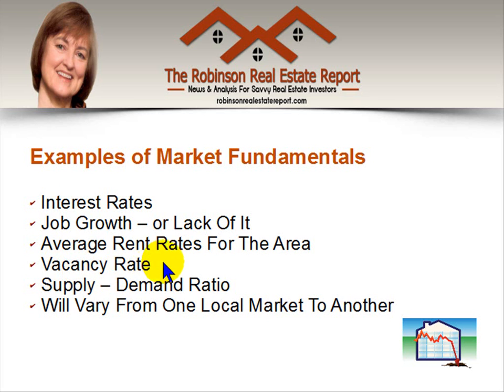The vacancy rates in a given area are very important, because if you're trying to sell a property or rent a property, you don't want to be stuck holding a property in an area that already has a lot of vacant properties on the market. This in turn plays into what I like, the supply-demand ratio. This is something that everybody should look at before you buy a home.